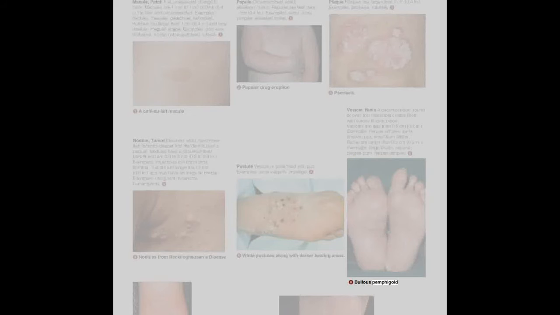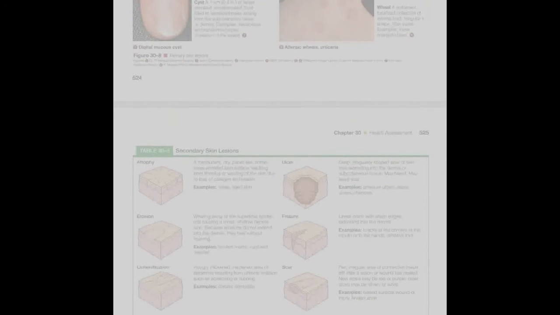Bullous pemphigoid. Cyst: a 1 centimeter (0.4 inches) or larger, elevated, encapsulated, fluid-filled or semi-solid mass arising from the subcutaneous tissue or dermis. Examples: sebaceous and epidermoid cysts, chalazion of the eyelid, digital mucous cyst. Wheal: a reddened, localized collection of edema fluid, irregular in shape. Size varies. Examples: hives, mosquito bites, allergic wheals, urticaria.